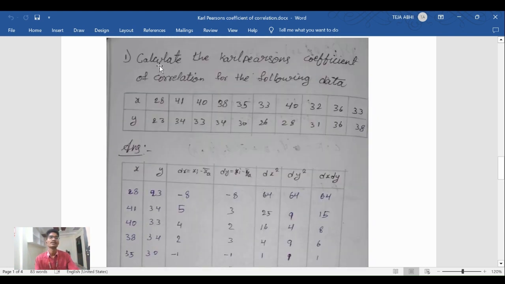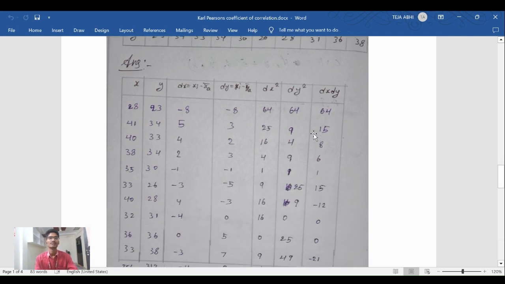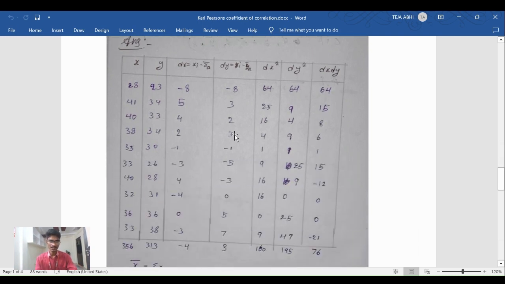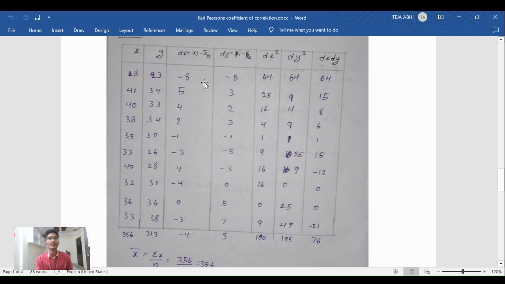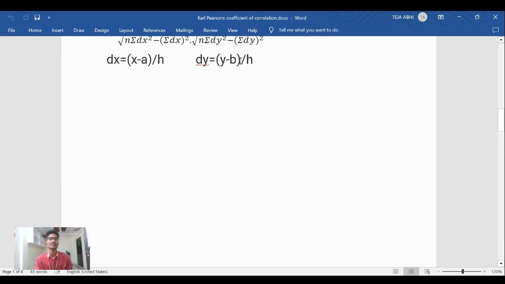Here I'm taking the problem as: calculate the Karl Pearson's coefficient of correlation for the following data. These are the x values and these are the y values. As I'm using the step deviation method, I have to find the values of dx and dy using this formula.